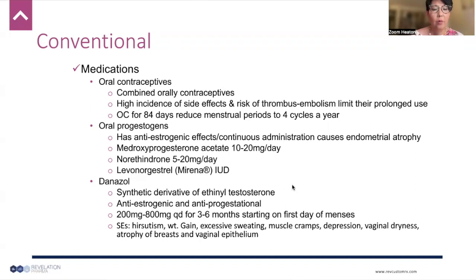And then you have danazol, which is the synthetic derivative of ethinyl testosterone. It's got anti-estrogenic and anti-progestational properties. It is the most extensively studied agent for endometriosis, but it fell out of favor due to the higher incidence of adverse effects like hirsutism, weight gain, depression, muscle cramps, vaginal dryness, and atrophy of breast and vaginal epithelium. And many of these drugs are often used short term, since shutting down hormones in a young reproductive-aged woman can have serious consequences on the cardiovascular system, on bones, on all tissues in the body, including the brain.